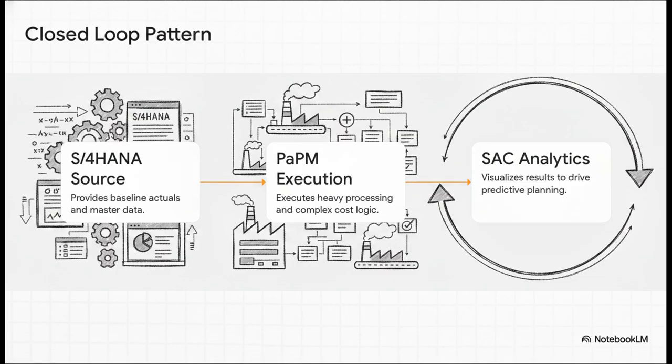Now that we've clearly defined the boundaries of each tool, let's look at how they build together in what we call a closed-loop pattern, say for a complex manufacturing scenario. Step 1. Your baseline facts and master data flow securely from the S/4HANA ledger. Step 2. PAPM receives that data and executes all the heavy processing and cost-to-serve logic. Finally, Step 3. SAC visualizes those rich results, allowing your business leaders to approve a new predictive plan. It flows logically, right? Facts, then logic, then decisions.